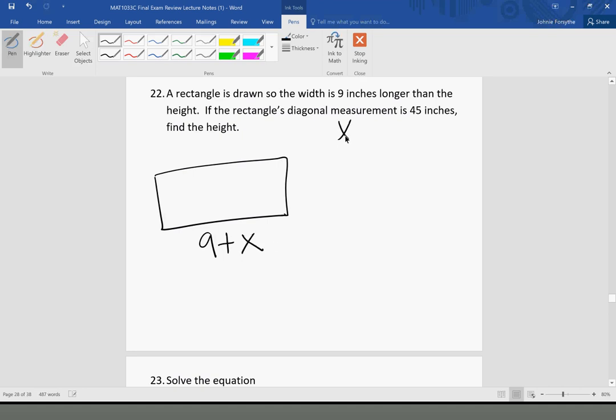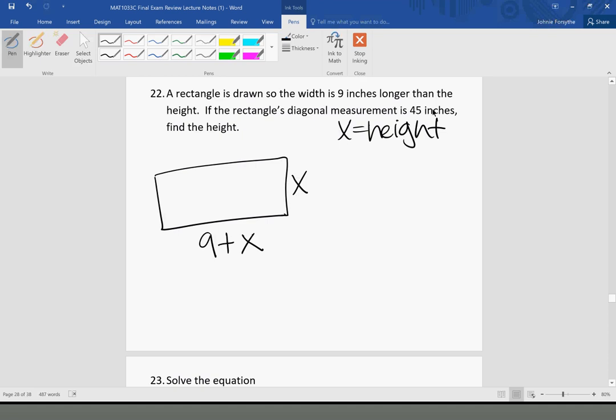So up here I'm going to write down x represents the height. Or you may write h so you know that represents the height. Either way, make sure you know what your variable represents when you're doing a word problem. So the width is 9 inches longer than the height. So if this is 9 plus x, that means that the height has to be x.